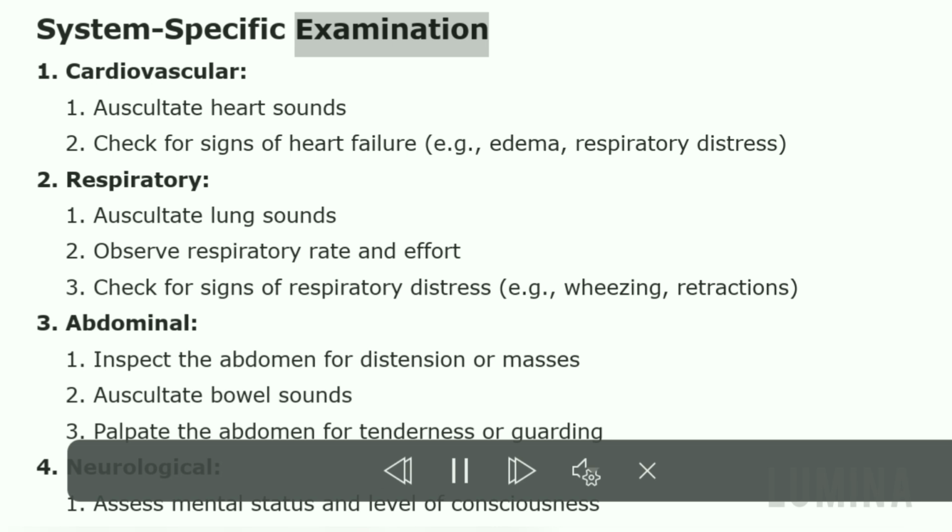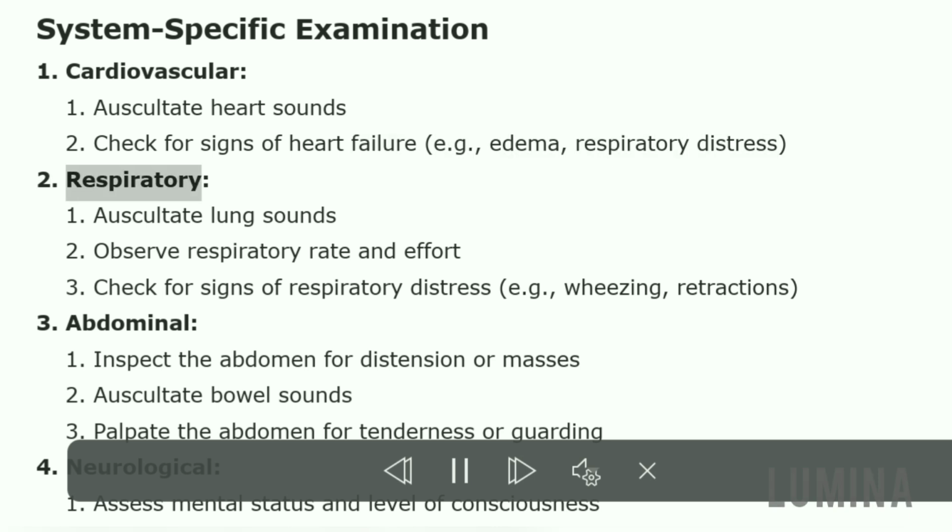System-specific examination. 1. Cardiovascular. 1. Auscultate heart sounds. 2. Check for signs of heart failure, e.g., edema, respiratory distress.